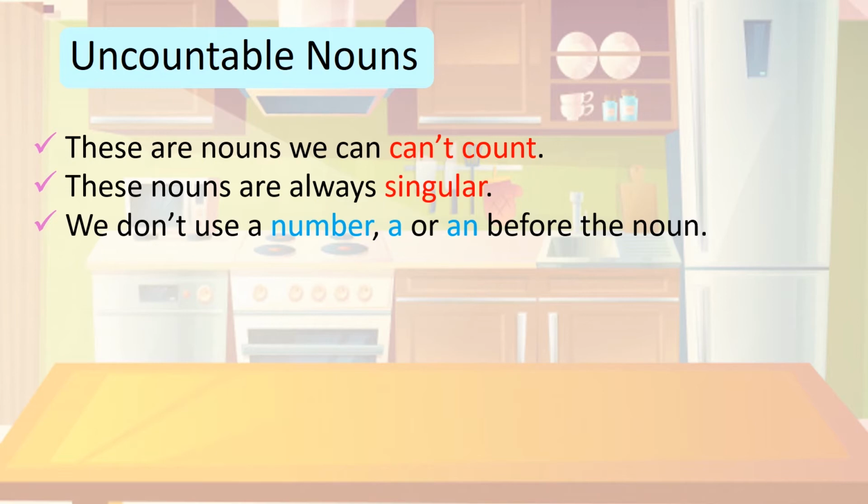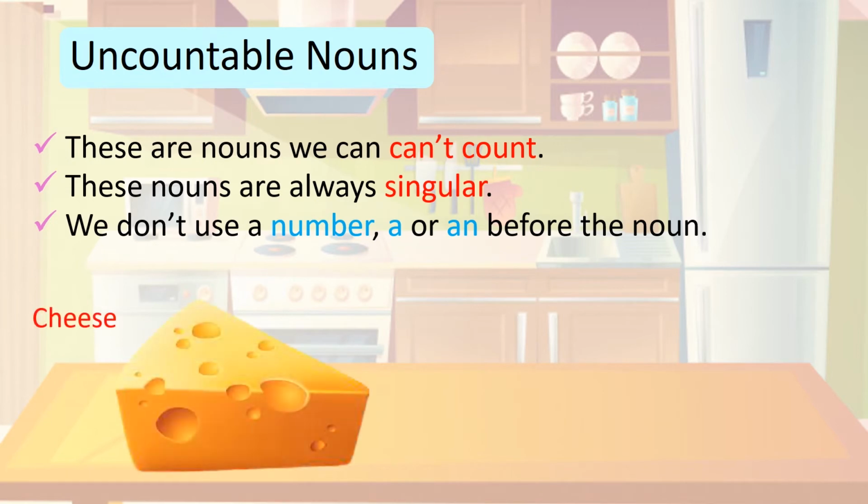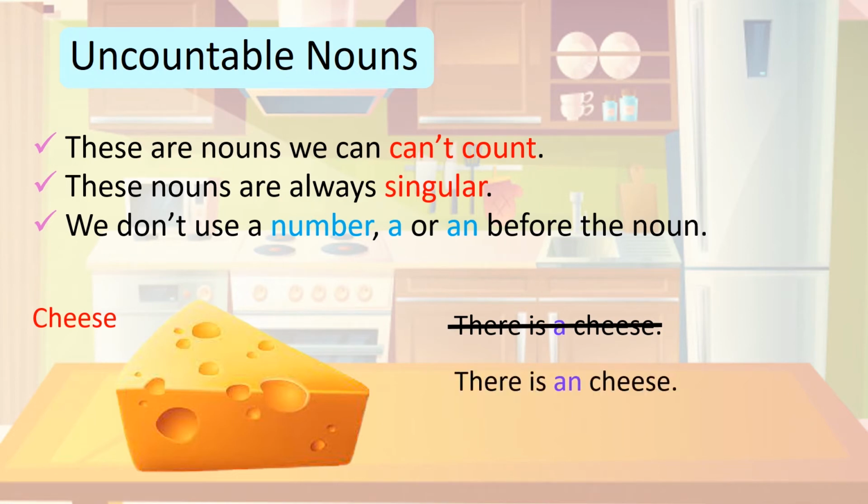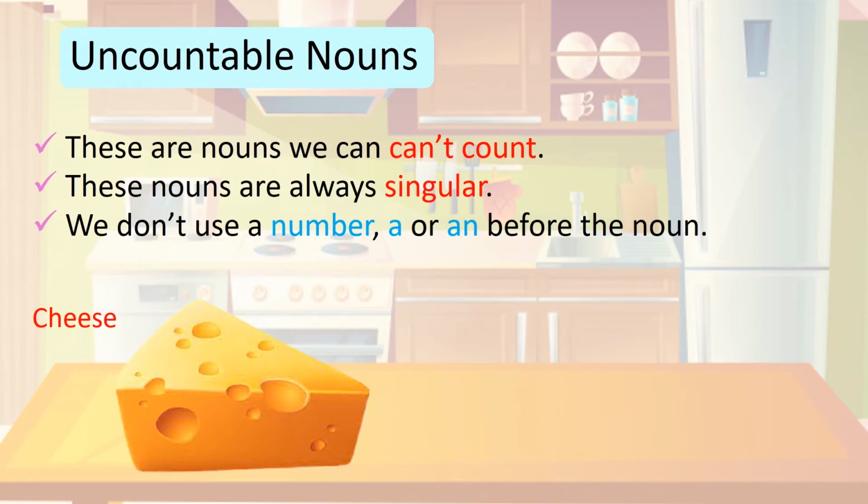Let's have a look at an example. Cheese. This is an uncountable noun. We can't say, there is a cheese. This is wrong. We can't say there is an cheese. This is also wrong. And we can't say there is one cheese. This is wrong because cheese is uncountable. We can't count how much there is. Instead, we can say there is some cheese.